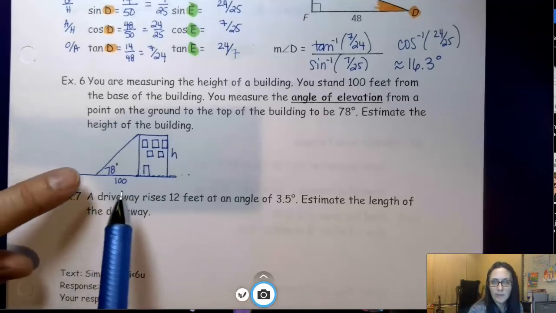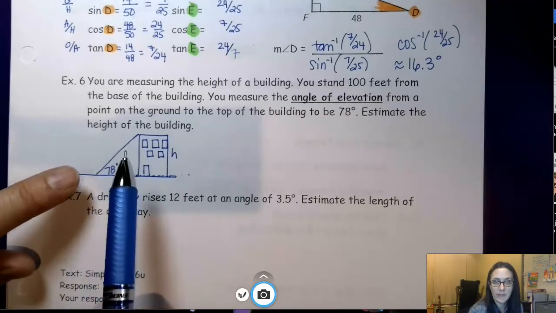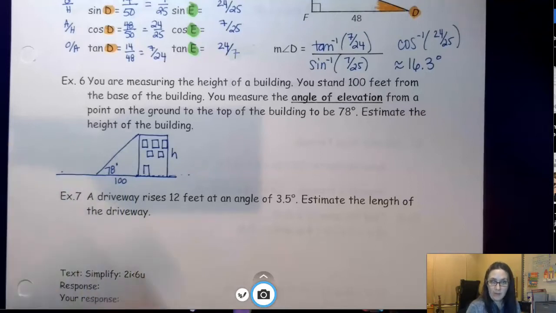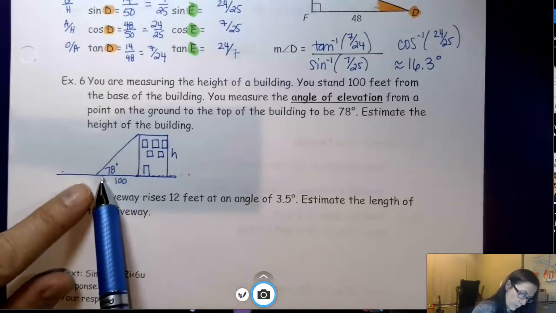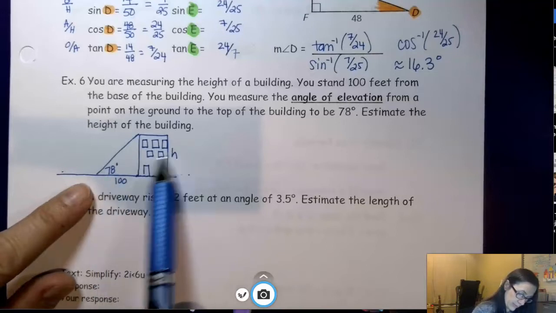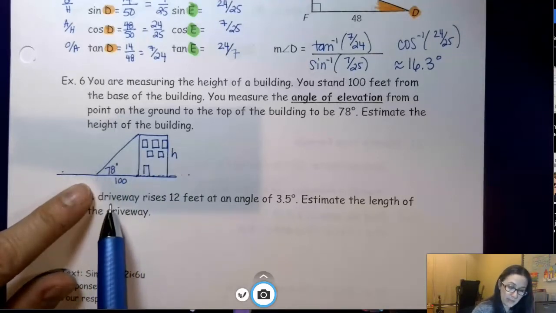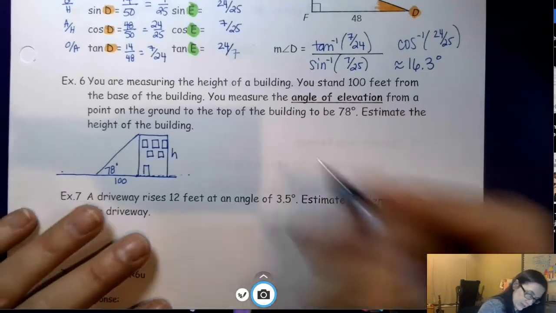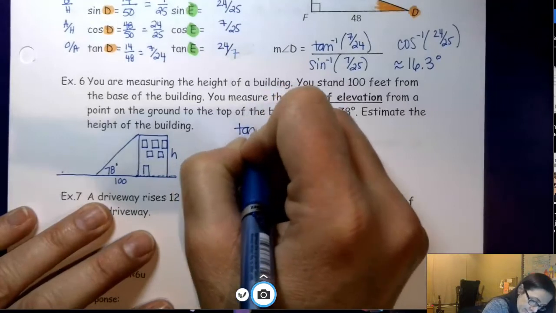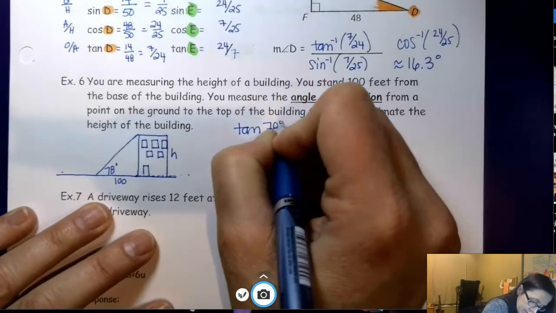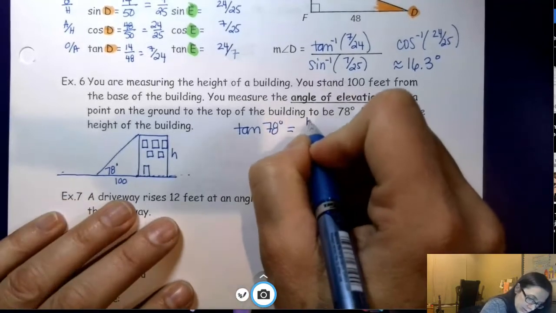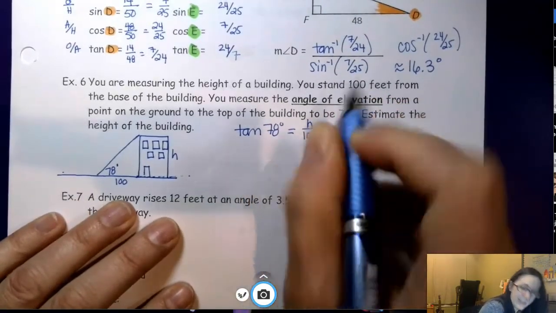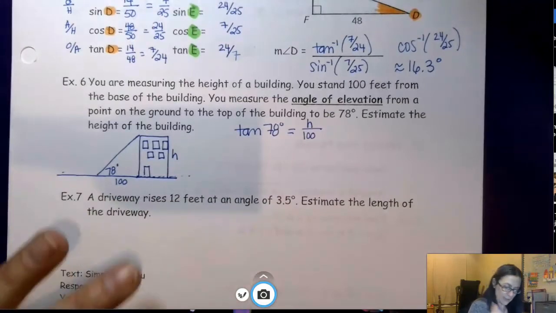You're 100 feet from the building, you're looking up, and you measure an angle of elevation of 78 degrees. What function are you going to use? You have to decide, is it sine, cosine, or tangent? From 78, we are looking for the opposite, and we have the adjacent. Opposite adjacent, Oscar had a hunk of apples, is going to be tangent. Hopefully everybody got tangent here. Tangent of 78 degrees is going to equal opposite h over adjacent 100. It's always nice when the variable's on the top. It just makes it a little bit nicer.